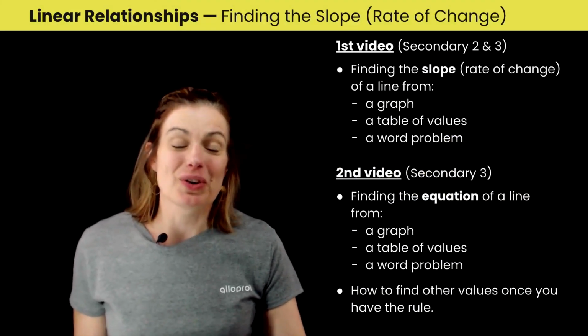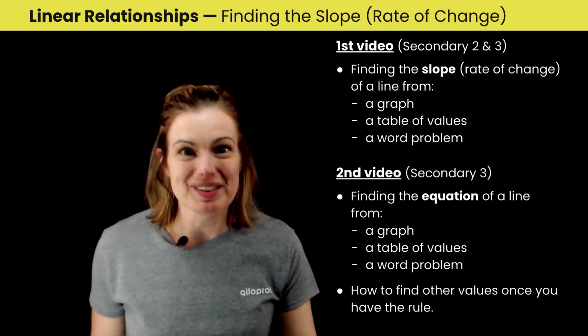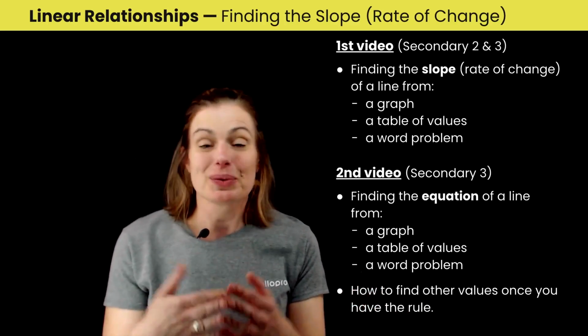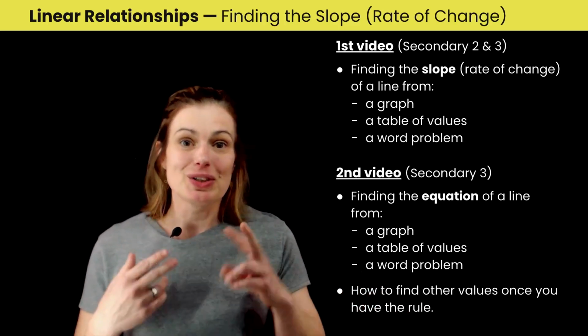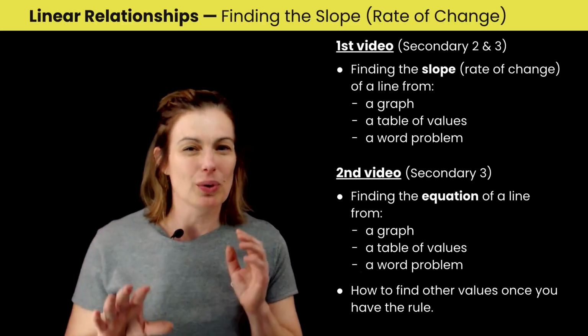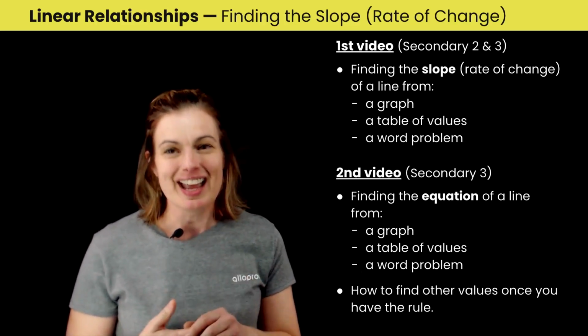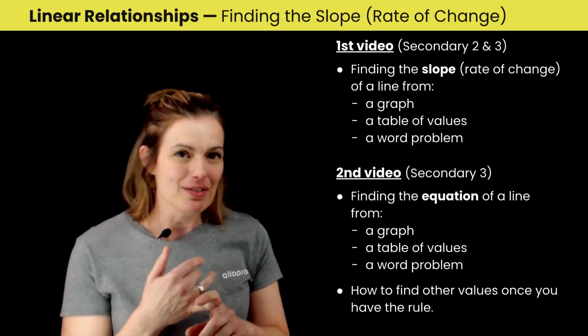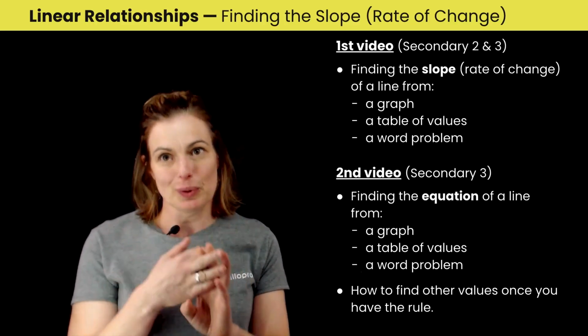Hi, and welcome to this crash course on linear relationships and how to represent them. So in this first video, we're going to be focusing on secondary 2 and secondary 3 material, and we're going to be looking at how to find the slope, or the rate of change as we also call it, of a line using a graph, table of values, and a word problem.